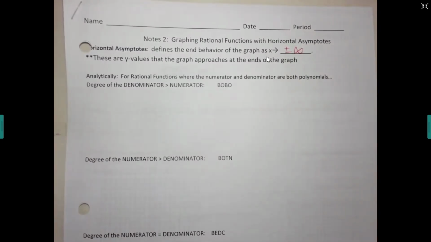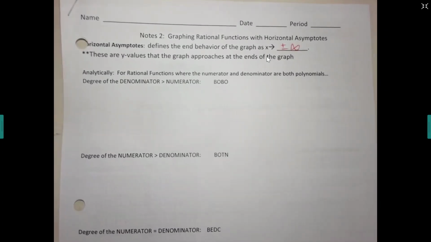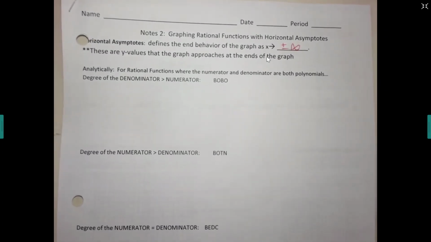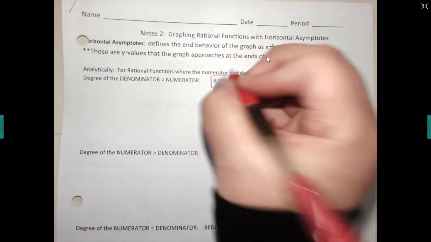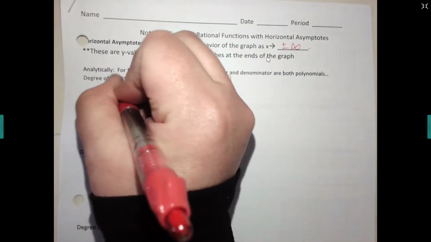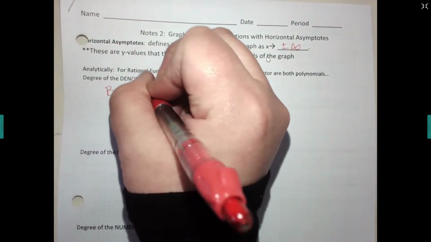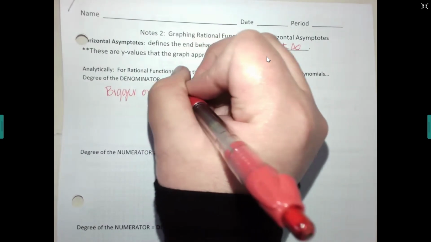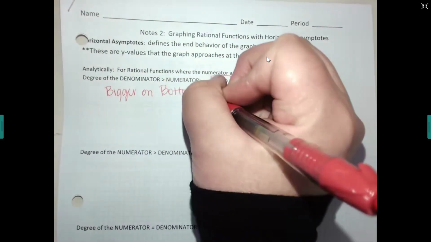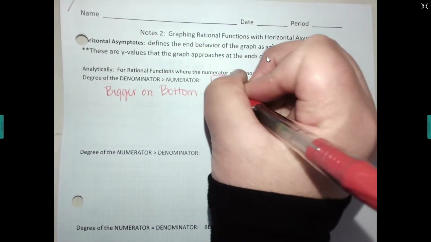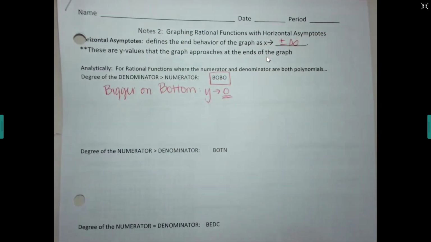So there are three little acronyms that you're going to use to find horizontal asymptotes: BOBO, BOTN, and BEDC. Okay, BOBO stands for bigger on bottom. And if your equation is bigger on bottom, then your ends go to 0. So BOBO is bigger on bottom 0.